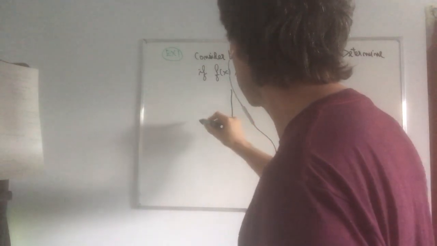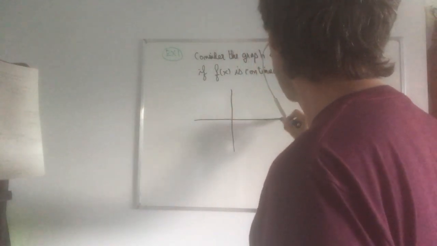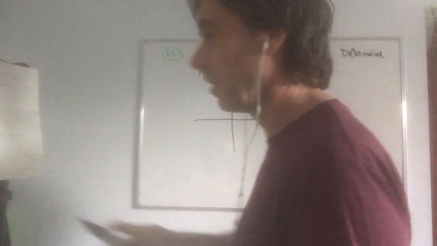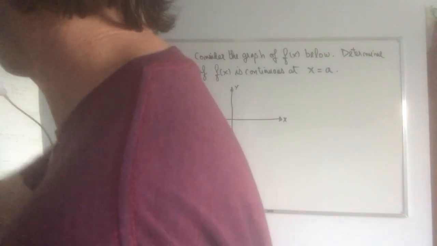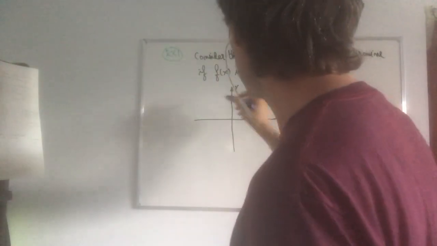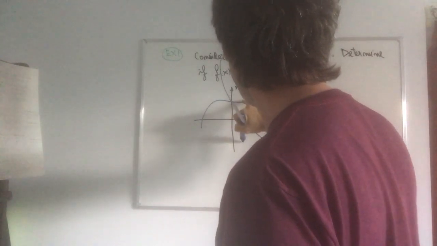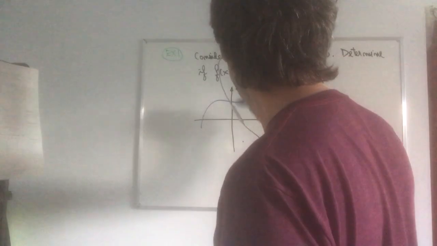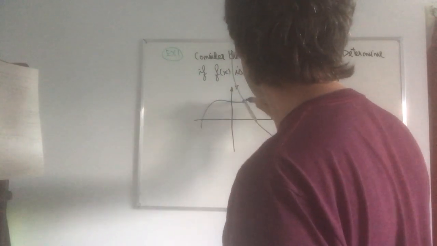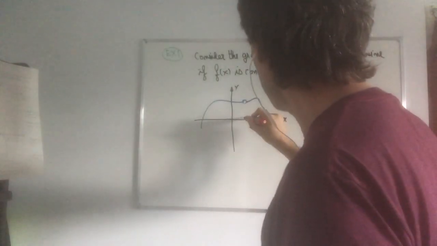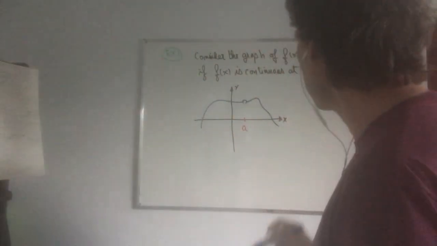So y-axis, x-axis. Sorry if the lines are a little bit crooked. Okay, so I don't know, something like this. And we have here point A right here. And of course, in blue is the function f of x.